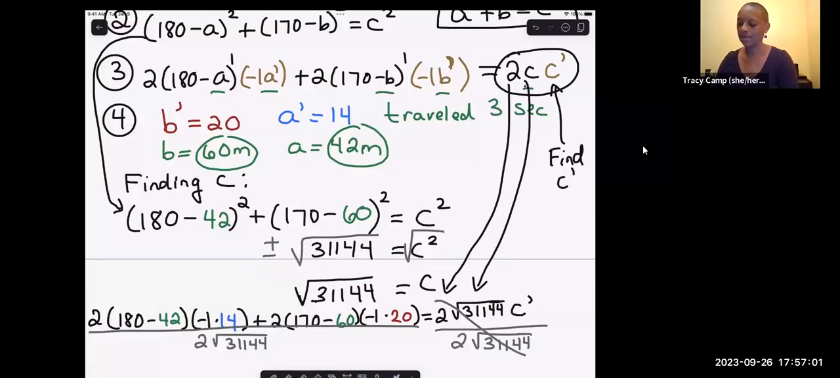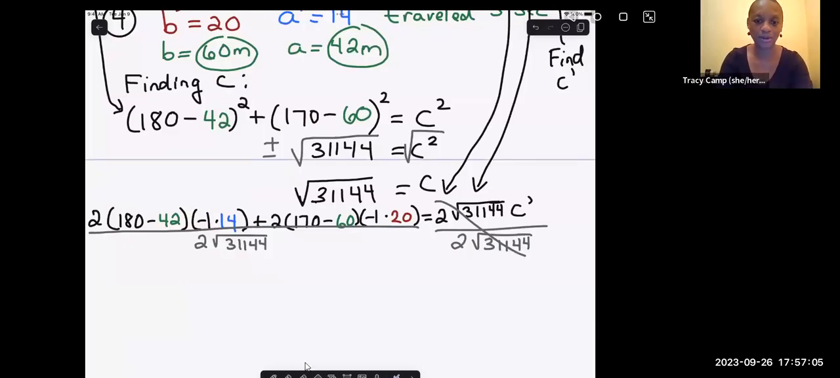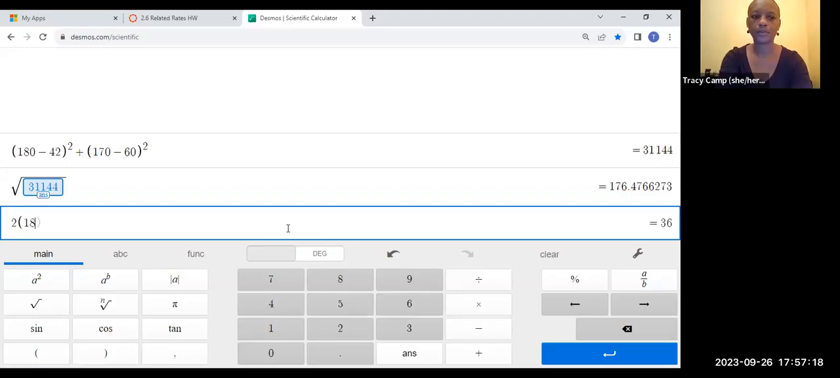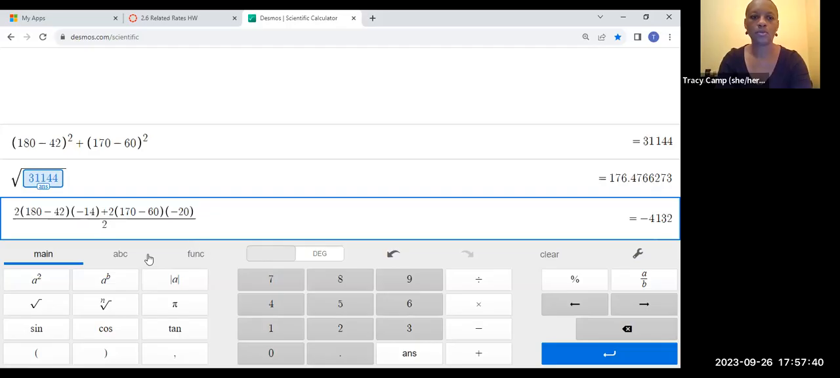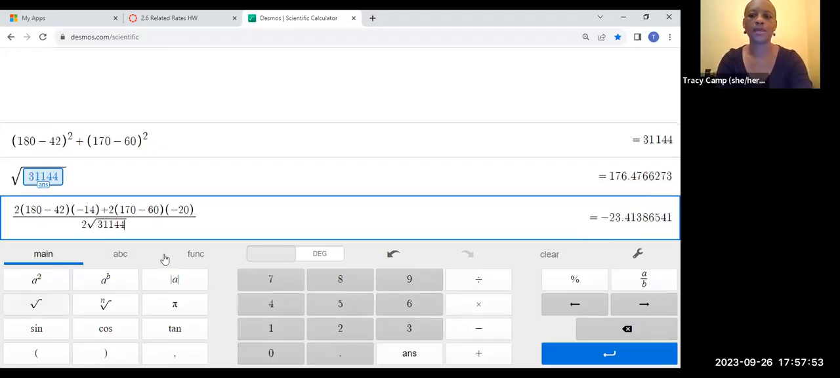And now dividing both sides by 2 root 31,144, let's see what we get. So I'm entering the left side of this thing, all of that, in Desmos, the wonderful scientific calculator. So I believe I entered my numerator correctly, and then this is all over 2 root, well, I can just put answer root. Actually, let me just enter it like this. I want to clear what I'm entering. And that's what I get, negative 23.41386541. And that's going to be my answer.